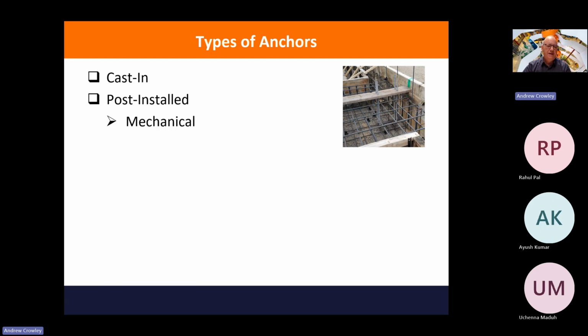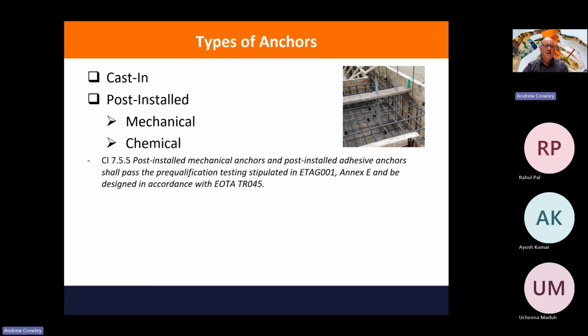And the post-installed anchors split into mechanical or chemical. So the mechanical anchors are looking at expanding bolts usually, or even undercut anchors. So their strength comes from their mechanical anchoring. The alternative is the chemical anchor, which relies on the adhesive between the steel and the concrete.